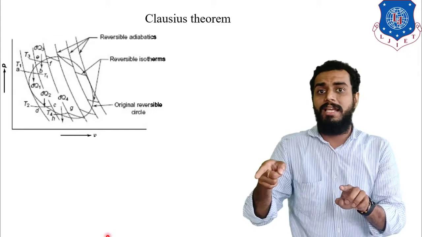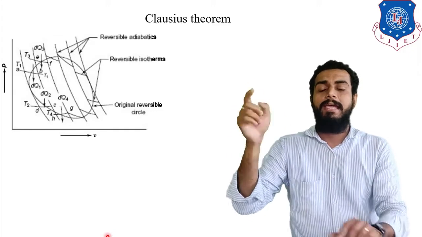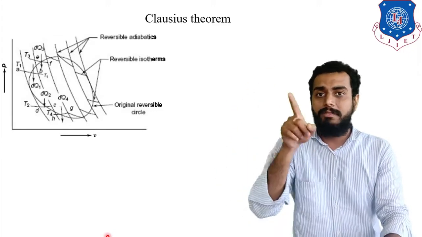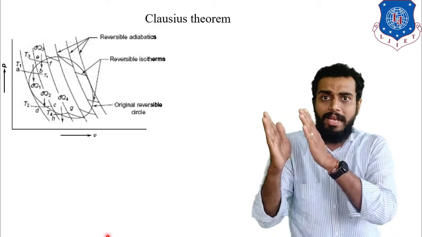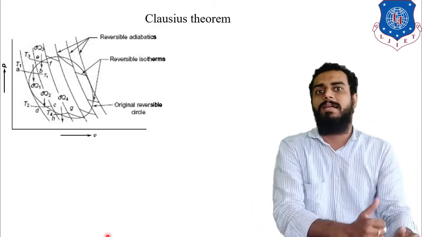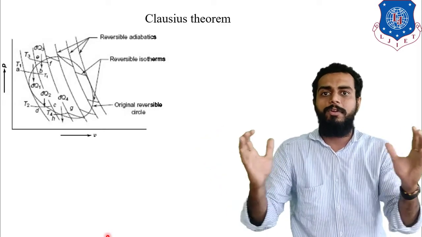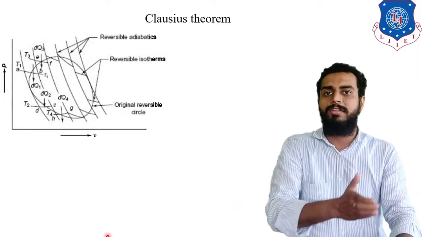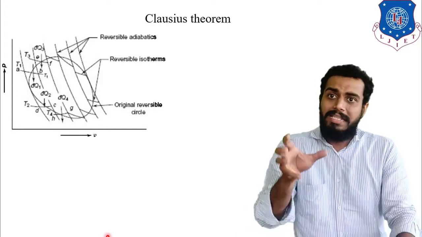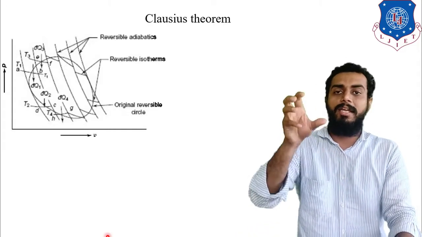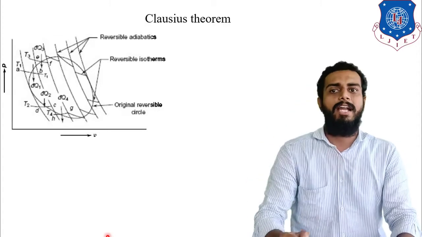C to D is reversible isothermal. And D to A is reversible adiabatic. So that will constitute nothing but a Carnot cycle. So here you will have small Carnot cycles. And together, if you combine all the cycles, then it will constitute the original reversible cycle. So that is how you can understand the interpretation of this diagram.